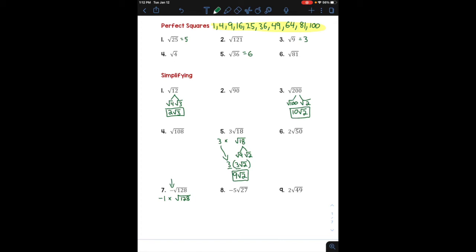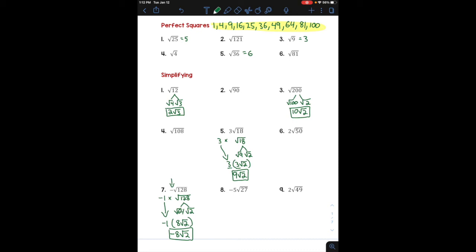In this case, 16 does go into 128. However, there's a bigger number on the perfect square list that also is divisible by 128, and that would be 64. 64 times 2 is 128, and if I were to simplify, we would get 8 root 2. Like problem number 5, it's not just the square root of 128 that we have, we have -1 times that, so our simplified expression would be -8 root 2.